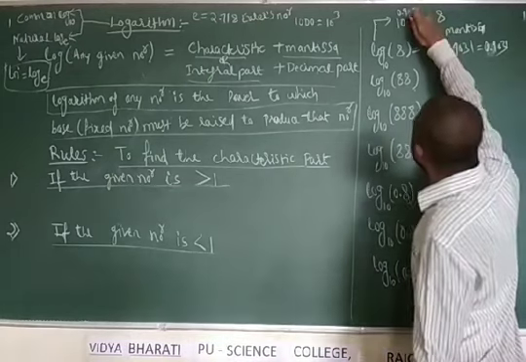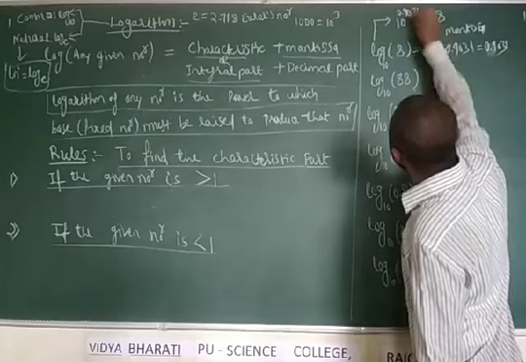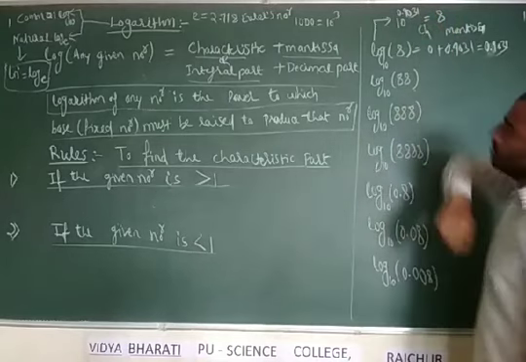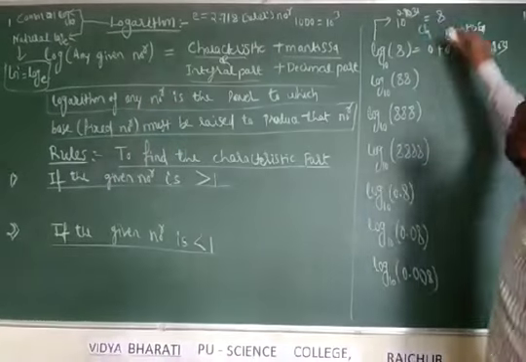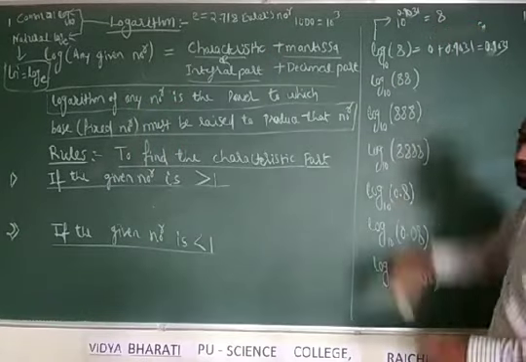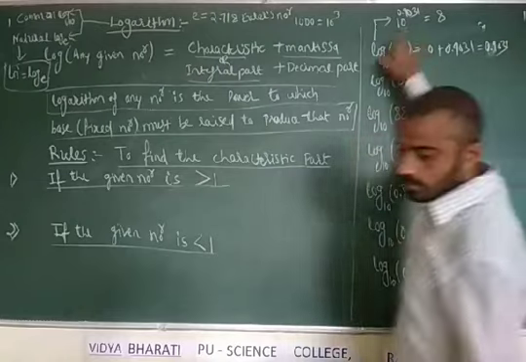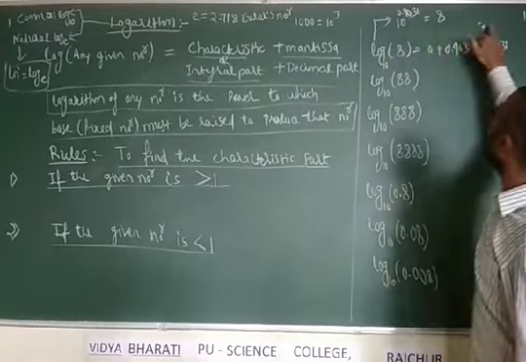10 to the power of 0.9031 is equal to 8. It means when you multiply 10 by itself these many times, how many times?